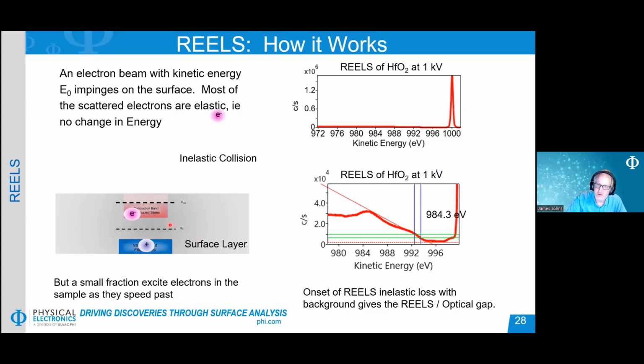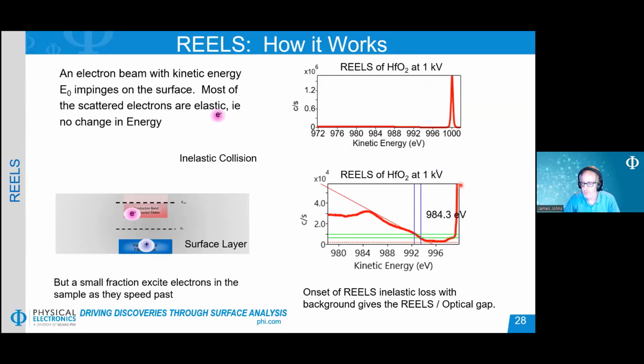And that is because there are no electronic states of that energy in hafnium dioxide for the electron to excite as it goes past. We can measure that onset, and we measure 984.3 eV. This was a 1 keV beam coming in, so our loss is 5.7 electron volts, and that matches the band gap of hafnium dioxide.